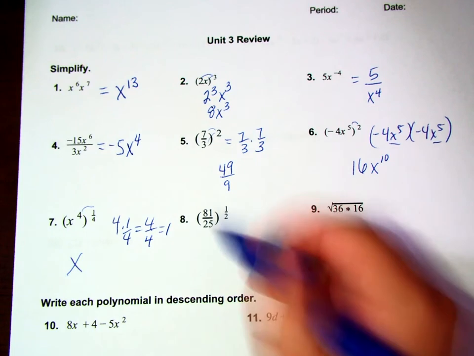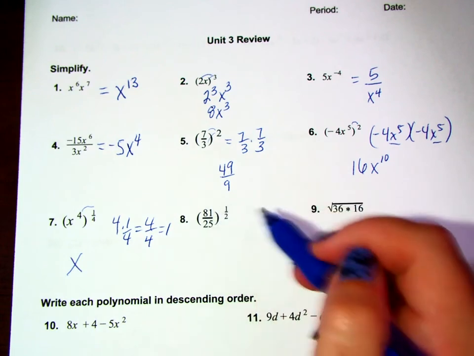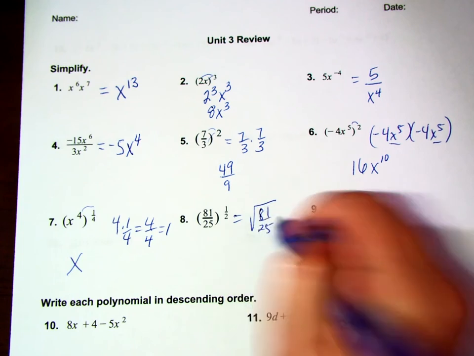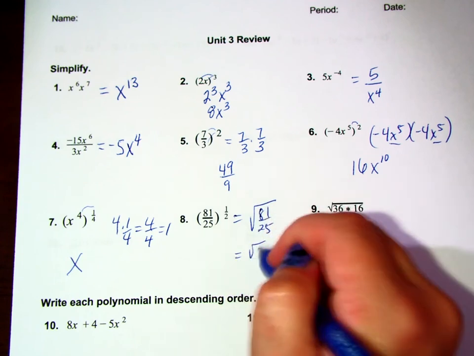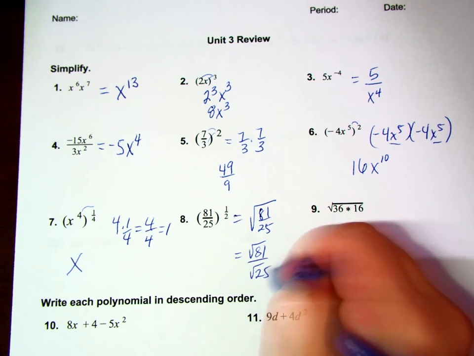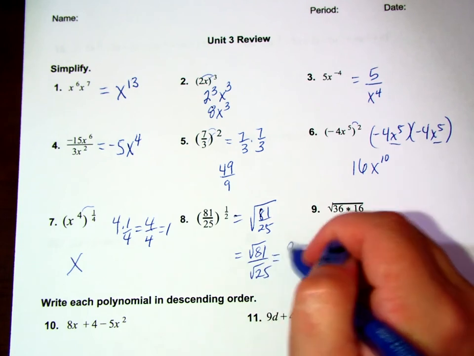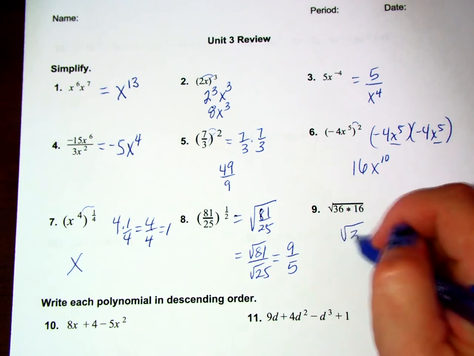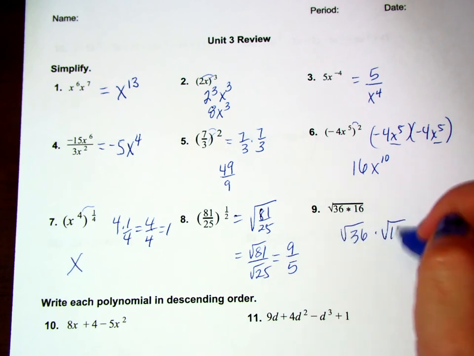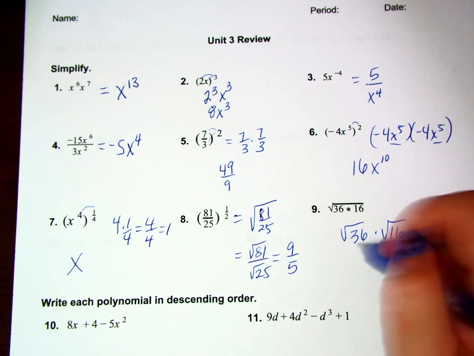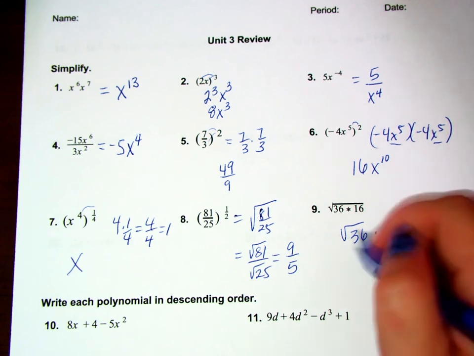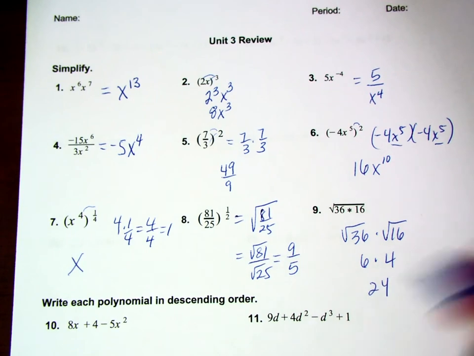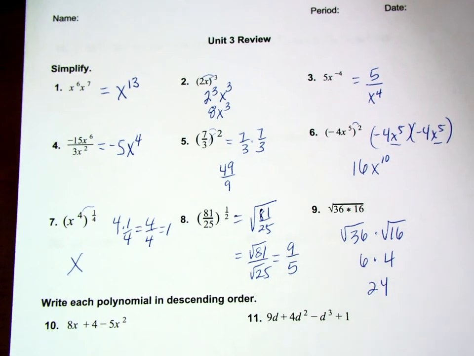Over here, anything to the power of 1/2 is like saying the square root of that anything. So the square root of 81 over 25 can be broken down into the square root of the numerator over the square root of the denominator, which is just 9/5. Same rule applies here, where it can be broken down into the square root of 36 times the square root of 16, both in their own houses. And the square root of 36 is 6, square root of 16 is 4. Final answer can be simplified.